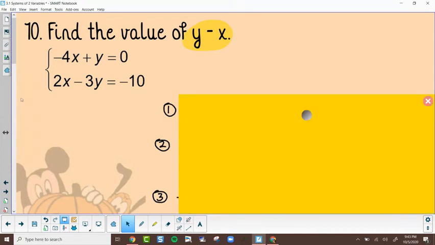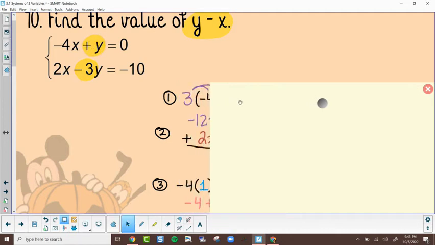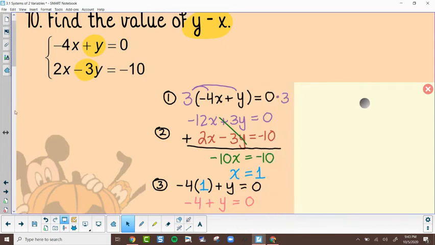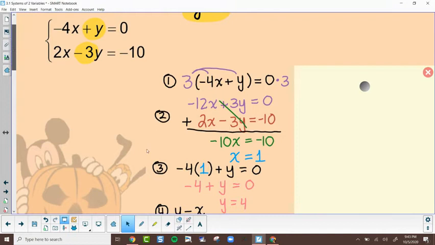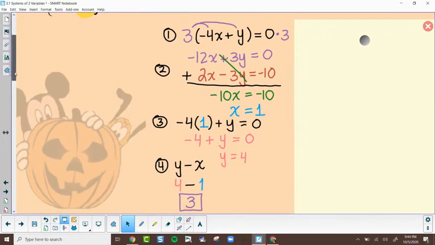The first thing I did with elimination is I found that this one had a negative 3y and this one was regular y. So you'll see that I multiplied the top row by 3, and then I combined that with the second row. The y's cancel each other out. So I found x was equal to 1, and then I plugged that into the top equation to find my y value. And then I did y minus x, because that was the final step. Remember, that's what the problem asked me to do. So that is if you chose elimination.